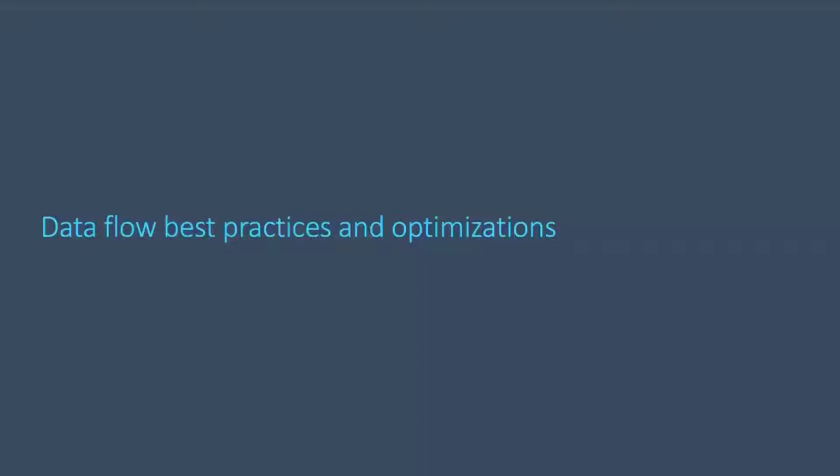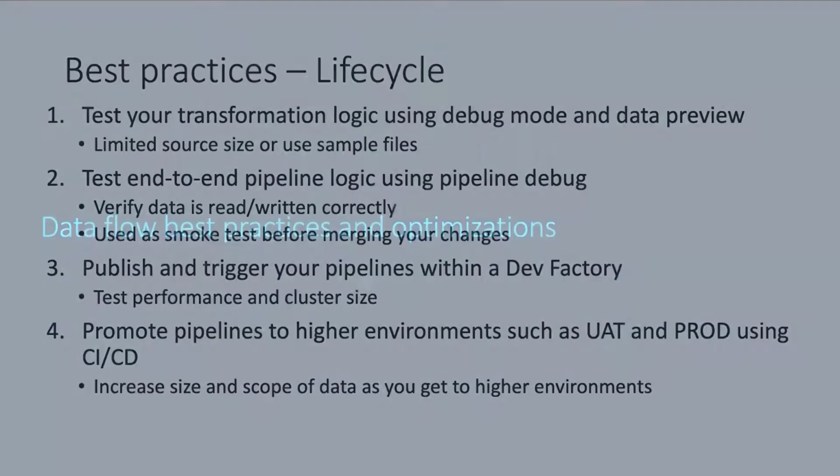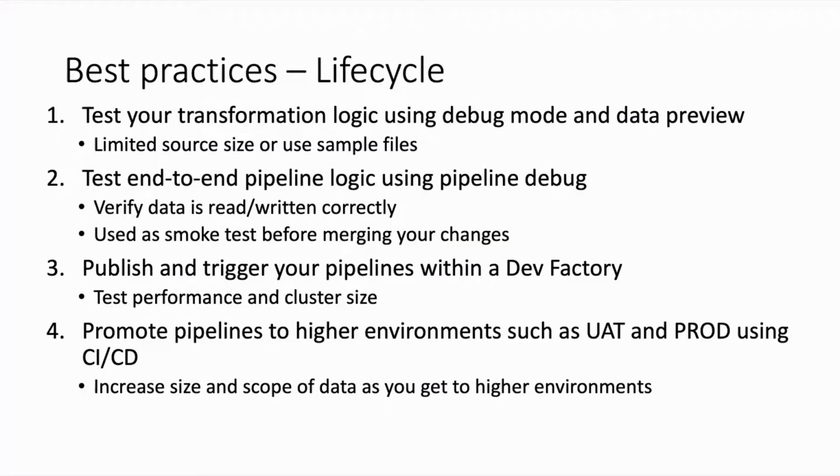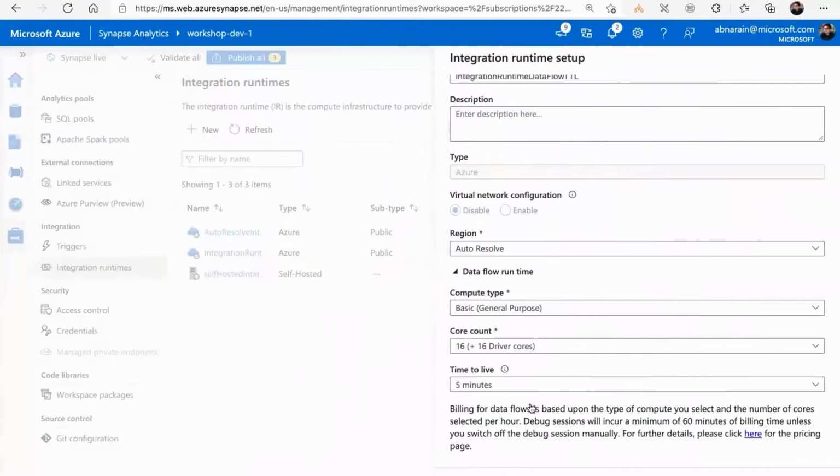So we'll move on. I think we're just closing in on the last 10 minutes. So we'll quickly talk about some optimizations in terms of performance. We'll also touch upon CI/CD here. Typically you start testing your transformation logic in debug mode, using the data preview. That's level 1. Level 2, you test the end-to-end pipeline using pipeline debug. So I'll quickly show you what pipeline debug is.